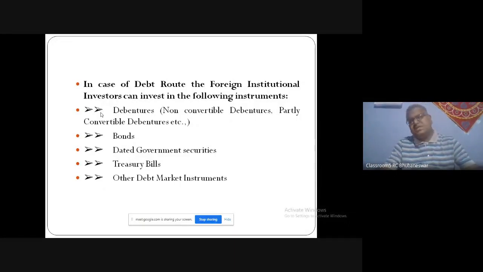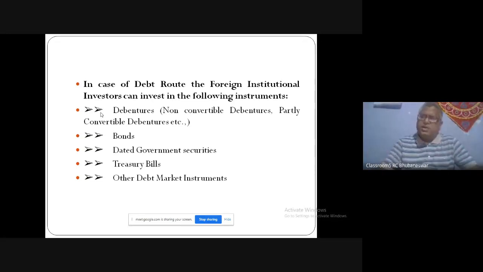But here I have stated that non-convertible debentures and partly convertible debentures are associated with a 100% debt route of foreign institutional investors. Another one is bonds. You may call them bonds or debentures; they are along similar lines of approach and are related to interest also.